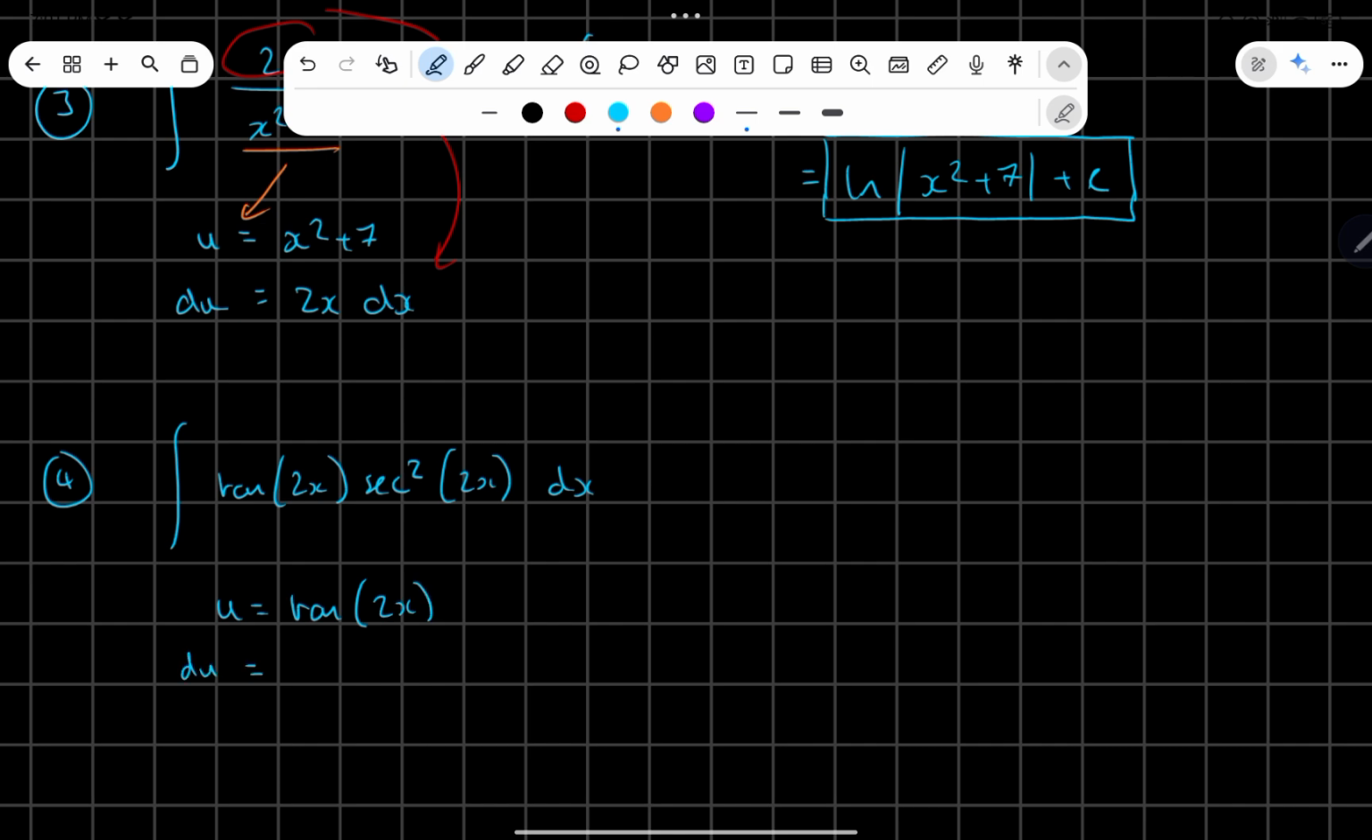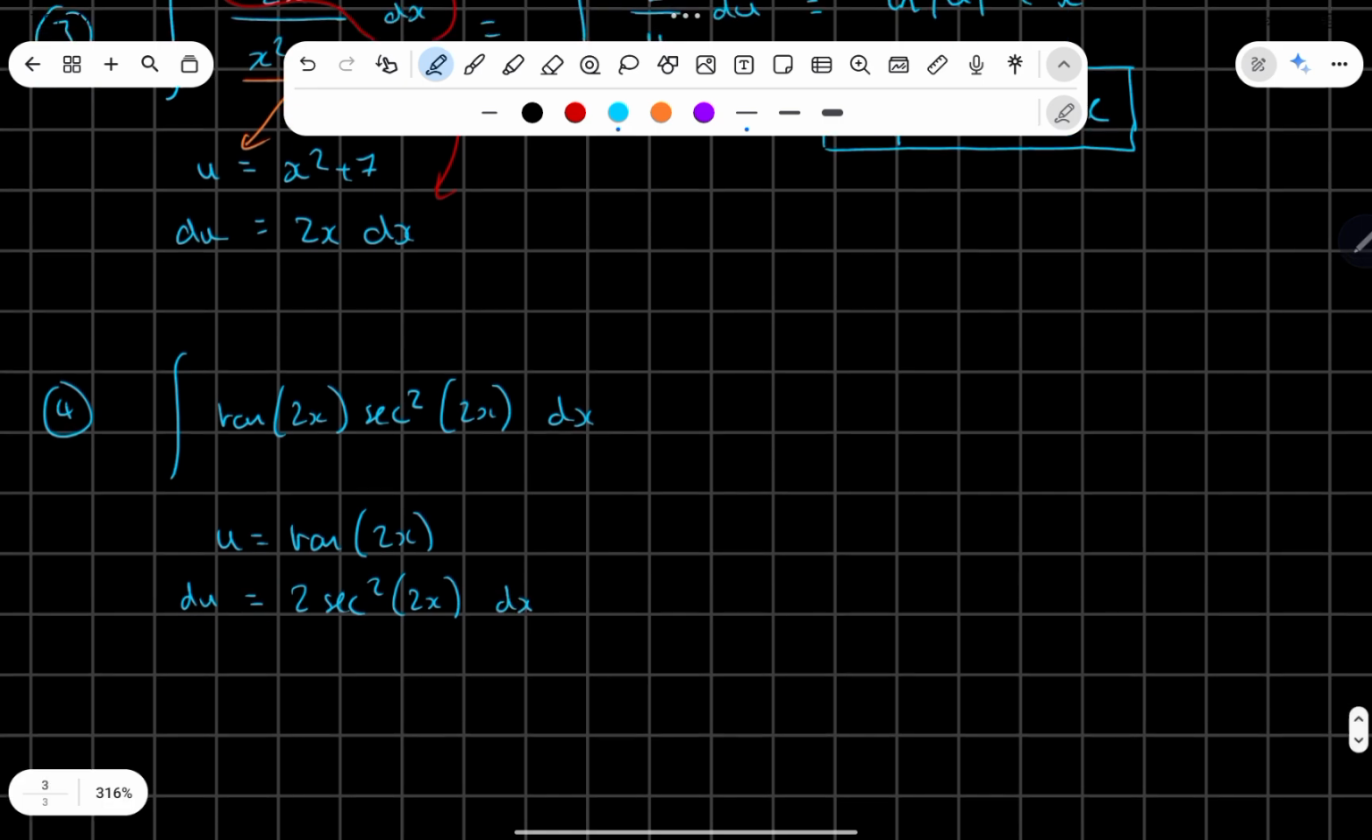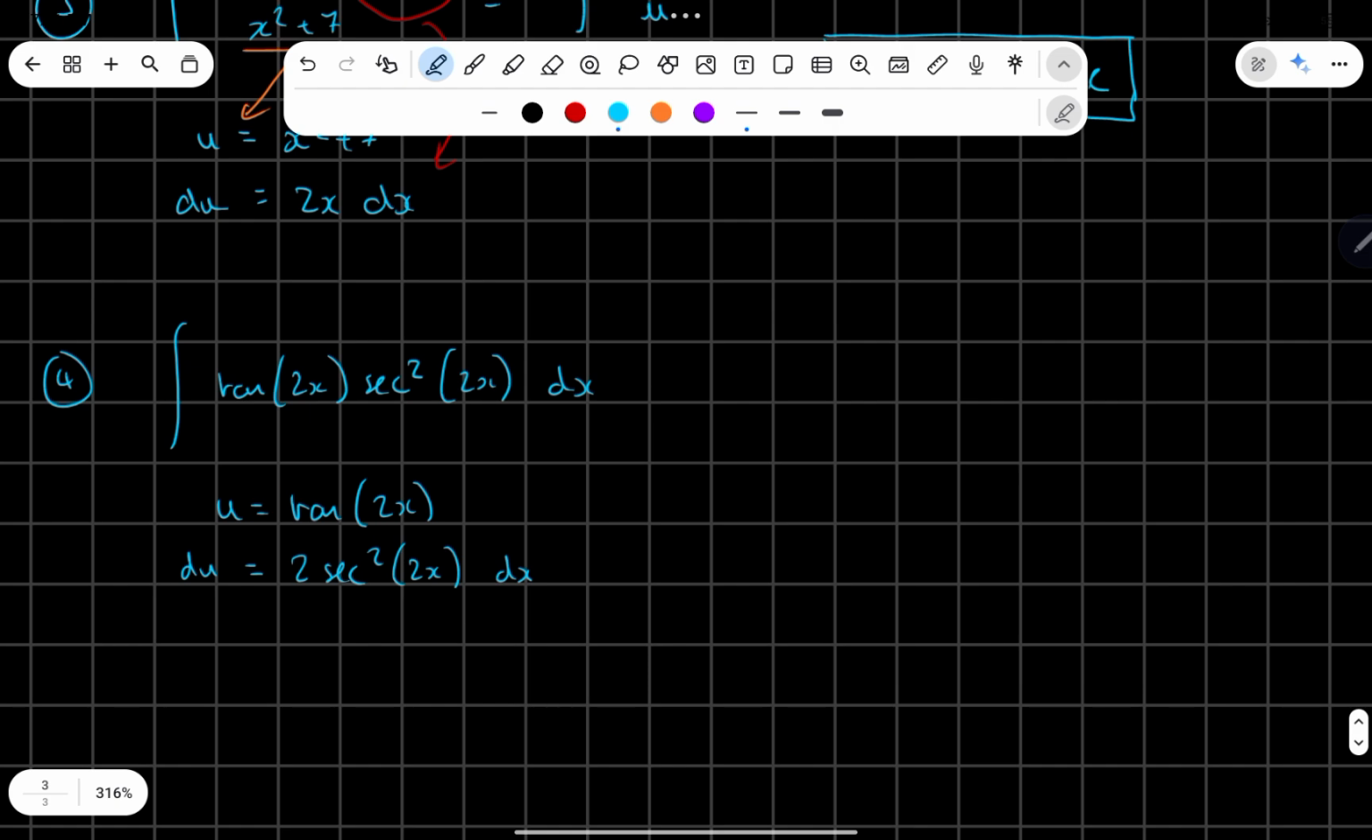So du is going to equal 2 times sec squared 2x dx. Don't forget that part. Now, as you can see, we have all of our components. So this is going to be equal to the integral. Let me just match everything up. This is just the same as u. And this together, the sec squared 2x and the dx, is just the same as du over 2. So I'm going to write du over 2 is equal to sec squared 2x dx.